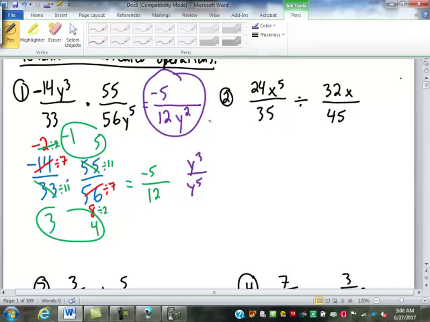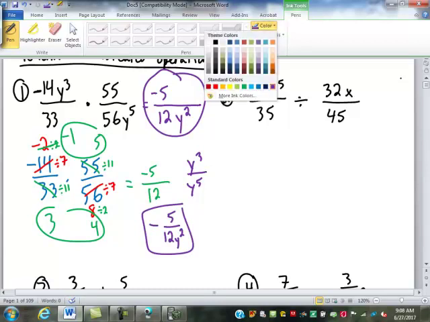Now remember, we mentioned at one point those negatives can go anywhere. I could leave it like that as negative 5 over 12y squared, or I could put the negative out in front. That means the same thing. So either one of those would be acceptable.